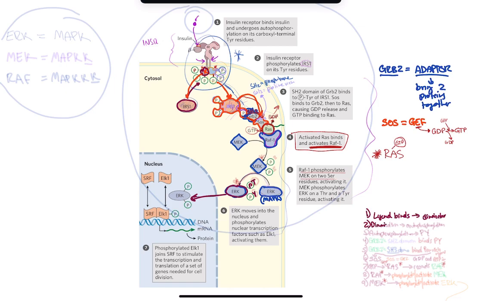Dimerization leads to autophosphorylation. Autophosphorylation does what? Autophosphorylation leads to phosphate groups on the tyrosine residues, right? Okay. So we have, I'll put this, PY, phosphotyrosines.